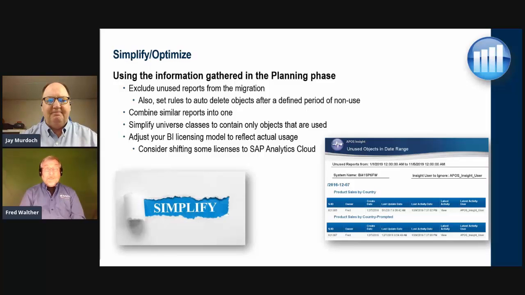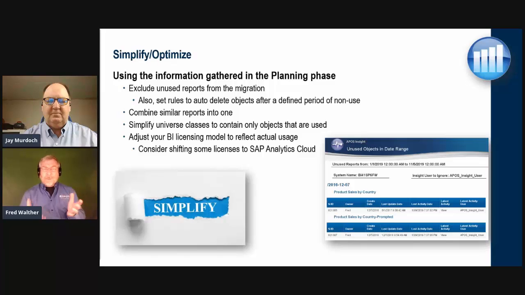Yeah, so Jay, when we did the planning phase, we gathered a lot of information about what reports are being used and what reports aren't being used. So here we're going to be brutal with our system and get rid of those objects that just aren't being used. And we certainly don't want to migrate them. We want to look at reports for duplications and combine similar reports into one. We want to simplify the universe classes to contain only the objects that are used.